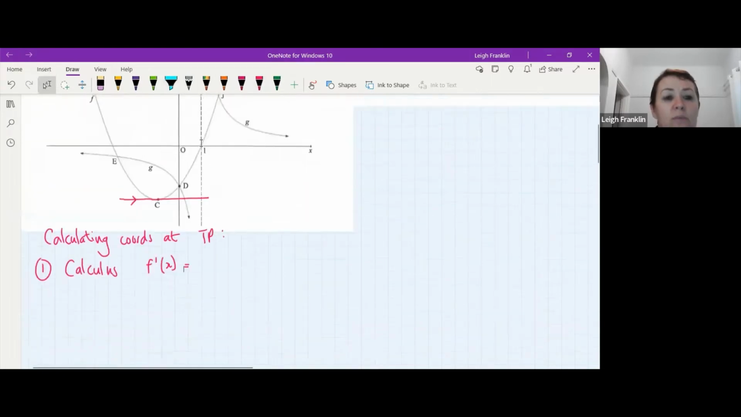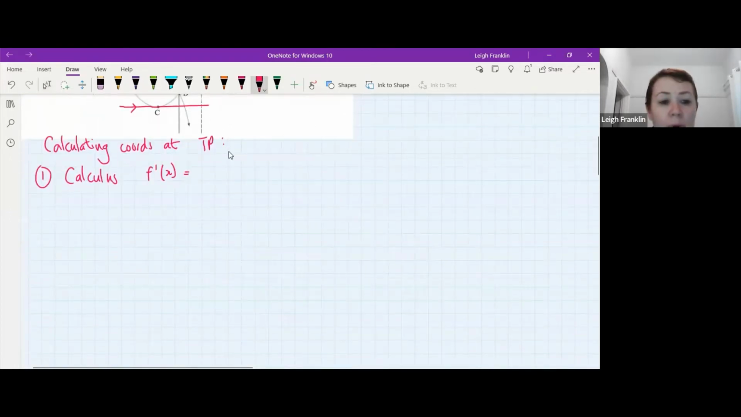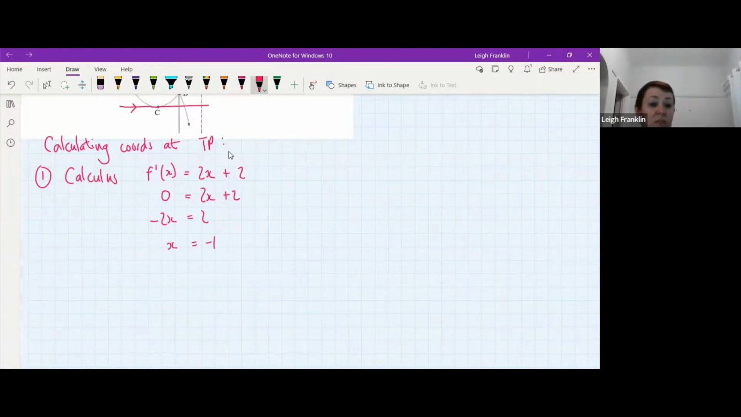which in this case would be 2x plus 2. Everybody happy with where I got that from? I applied the power rule to my f of x, and the gradient at C is 0. So 0 is equal to 2x plus 2. So minus 2x is equal to 2. So therefore x would be equal to -1. That's one way of being able to work out the x coordinate at the turning point.